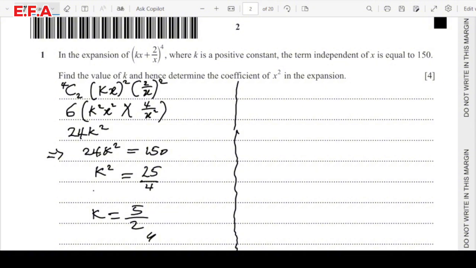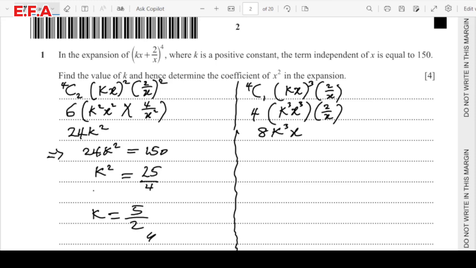That gives us 4 combination 1, times (kx) to the power of 3, times 2 over x to the power of 1. 4 combination 1 is 4. (kx) to the power of 3 is k cubed x cubed, times 2 over x. The x in the denominator goes into x cubed, so we'll be left with x squared. This gives us 8k cubed x squared.